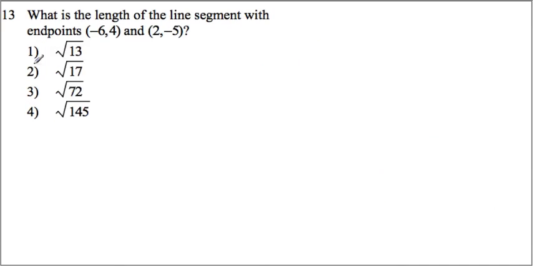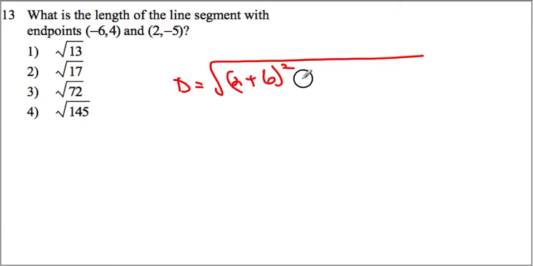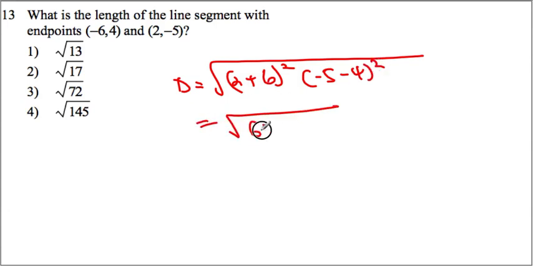Number 13. How do you find the length of a line segment? Simply the distance formula, which is equal to the square root of 2 minus negative 6 squared plus negative 5 minus 4 squared. Then here we have the square root of 64 plus 81, since 9 squared becomes 81. Then we end up getting 145. The square root of 145 becomes our answer, which is choice 4.